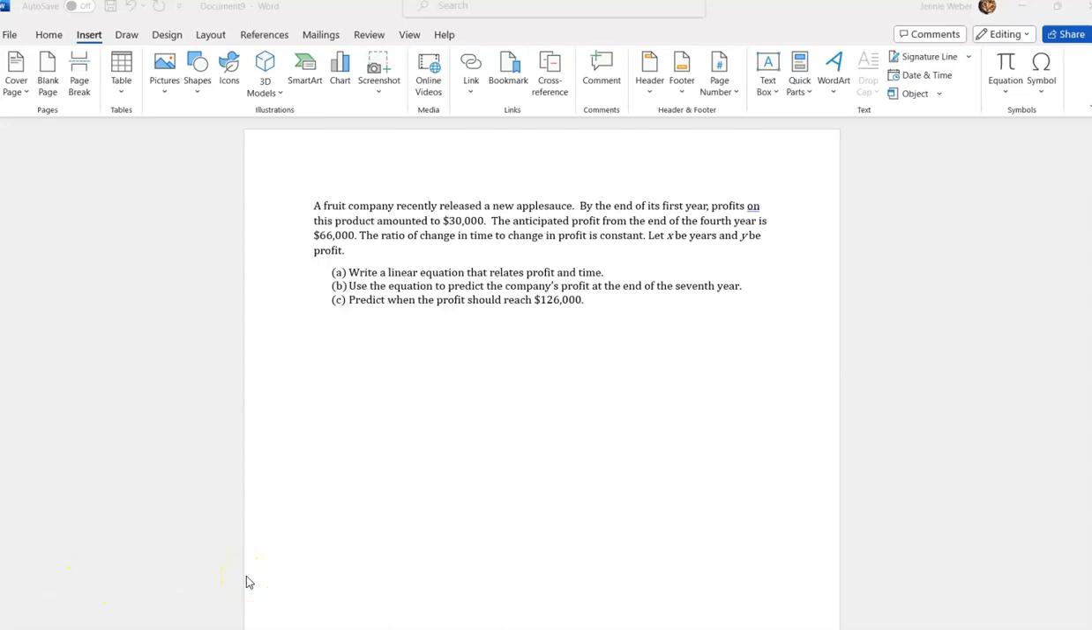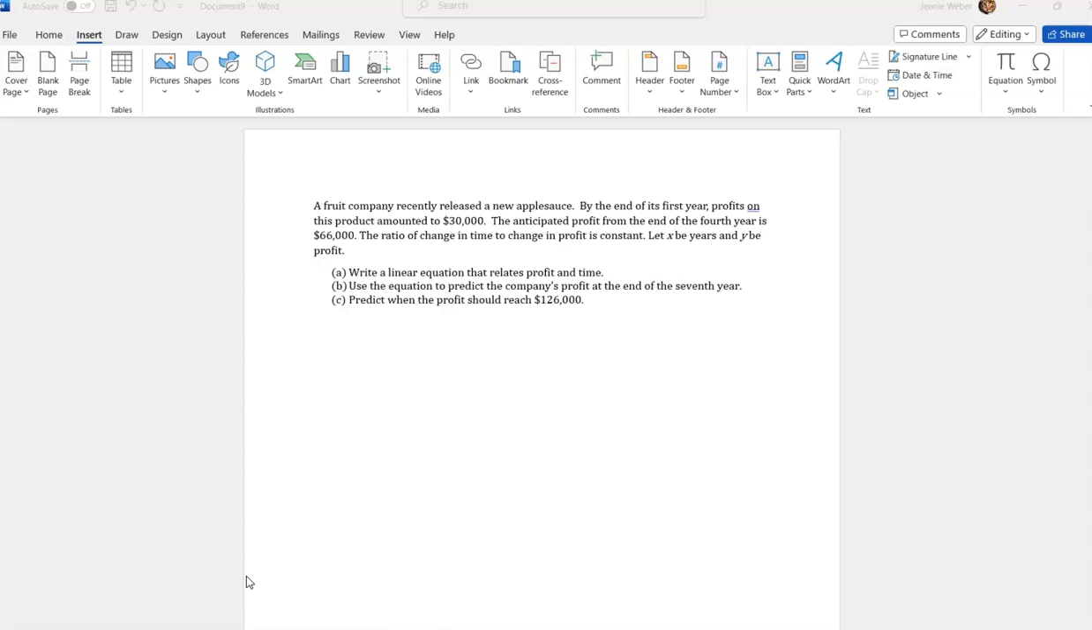We have a fruit company that recently released a new applesauce. At the end of the first year, profits on this product amounted to $30,000. The anticipated profit at the end of the fourth year is $66,000. The ratio of change in time and profits is constant. So they're saying they're expecting steady growth that's going to stay the same and be linear.